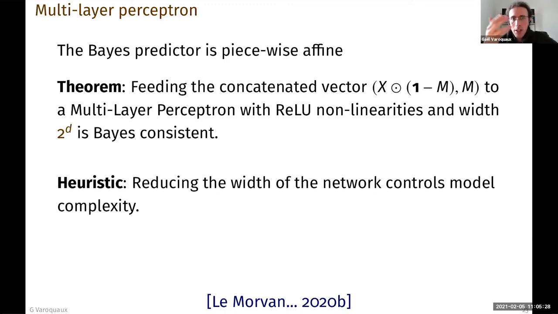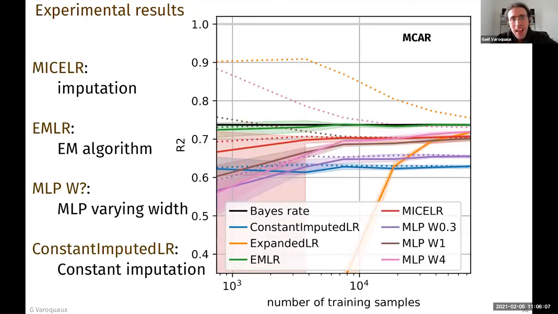And for this procedure to be consistent, unfortunately, if I have a single layer, which is the setting that we have studied, I need a width of 2 to the power d. Now, the thing is, heuristically, we can reduce this width and hopefully capture some structure in the Bayes predictor with the multilayer perceptron. So heuristically, we can control the model complexity by reducing the width of the multilayer perceptron.